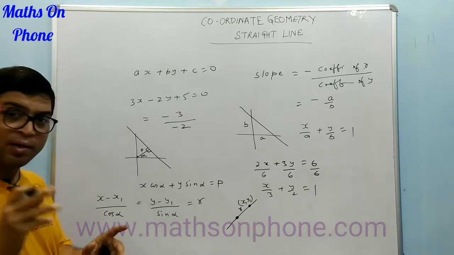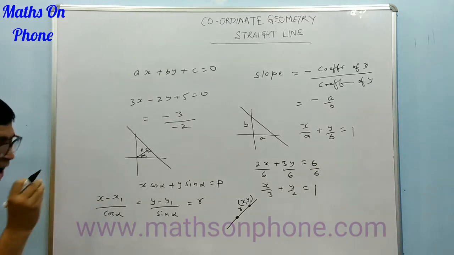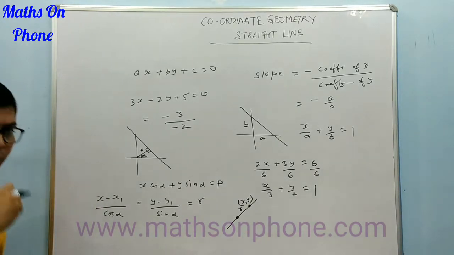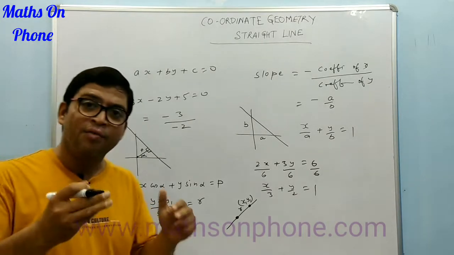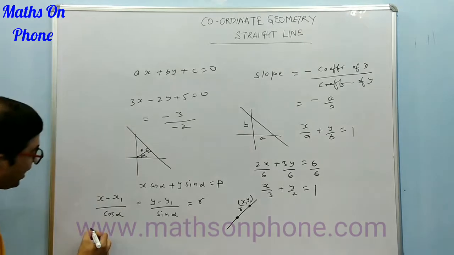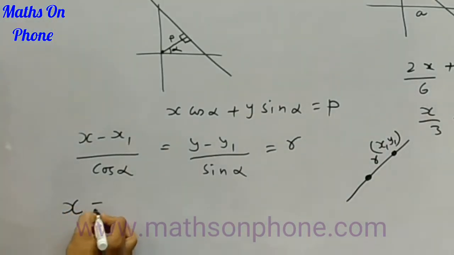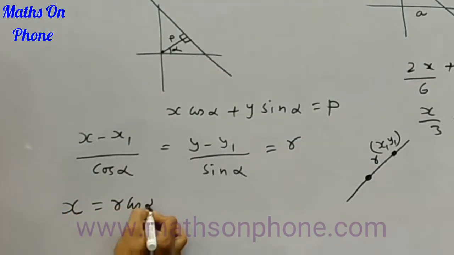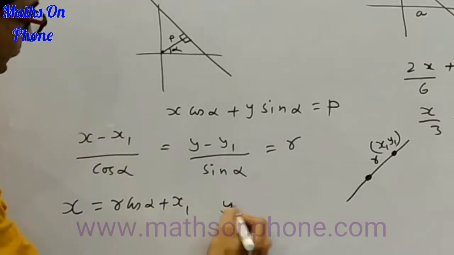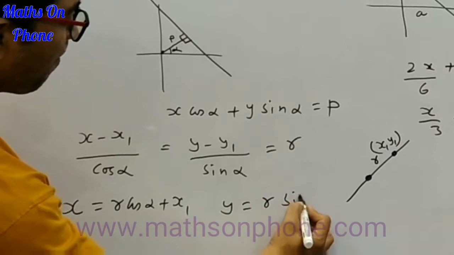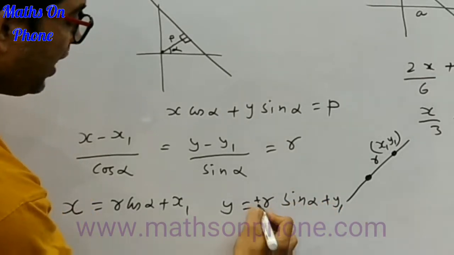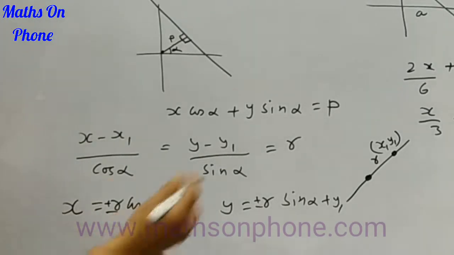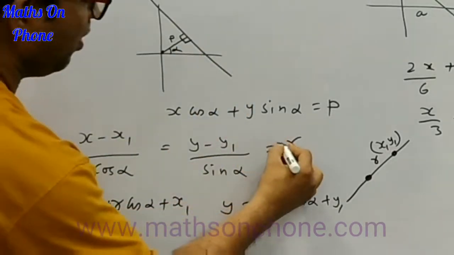How it is important? Just telling you, if we have to find a point on the line, along the line, at a distance of r from a given point, we can get it. I see x is going to be r cos alpha plus x1 and y is going to be r sin alpha plus y1. Okay, you can take plus minus r. Why? It can be either side.